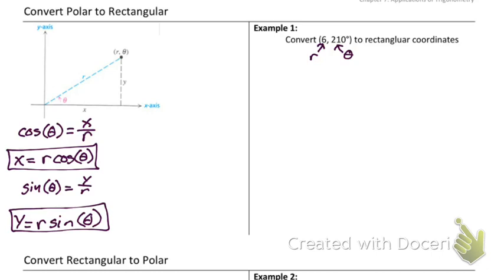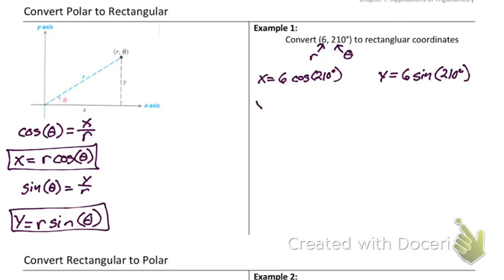All right, so our x value is going to equal r times the cosine of the angle. So that's 6 times the cosine of 210 degrees. Our y is going to equal 6 times the sine of 210 degrees. Woo! 210 degrees is on the unit circle.